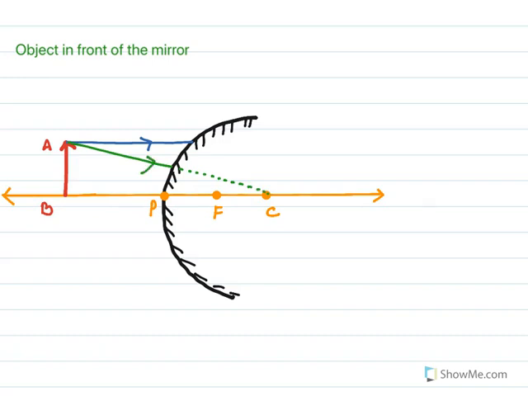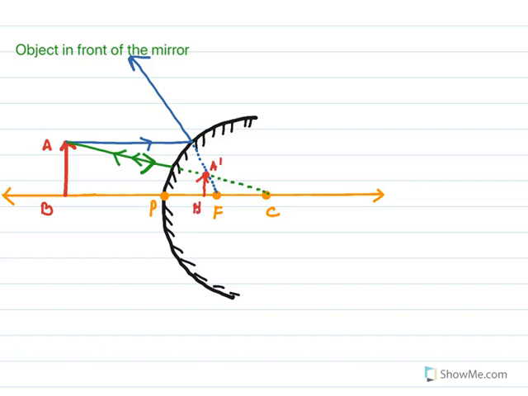Now the ray that is parallel to the principal axis, the blue ray, after reflection will appear as if it is coming from the focus. So this will be its direction. And the one that is heading for the center of curvature, the green one, will retrace its path. So you have seen both the rays meet at this point. So the image will be formed here, but this is a virtual image. So the image will be here, A dash, B dash.